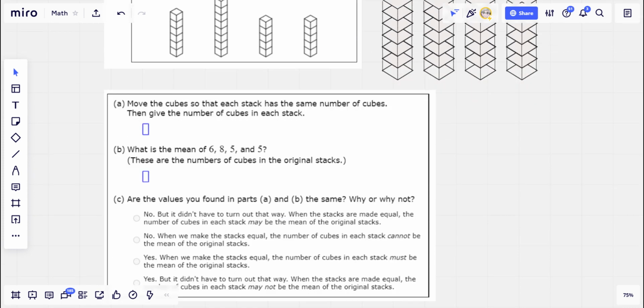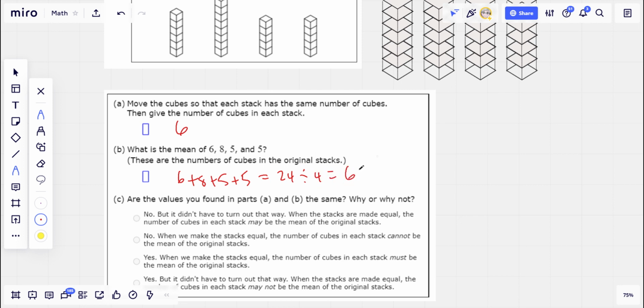A said move the cubes so that each stack has the same number of cubes, then give the number. So we figured out that that was 6. And then what is the mean of 6, 8, 5, and 5? Well, I'm telling you it's 6 because that's really how to do that. But let's calculate it how we normally would. We would do 6 plus 8 plus 5 plus 5. Let's see, 6 and 8 is 14 plus 10 is 24. And then we would divide that by the number of numbers, and there's 4 numbers, and that equals 6. So yes, our model and then calculating the mean came out with the same answer.